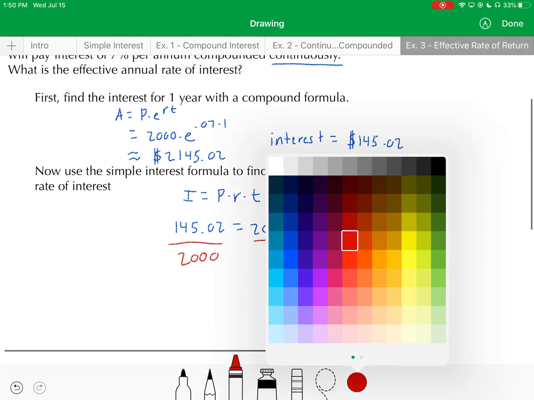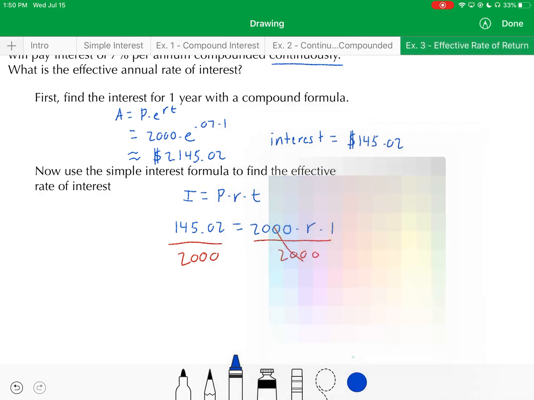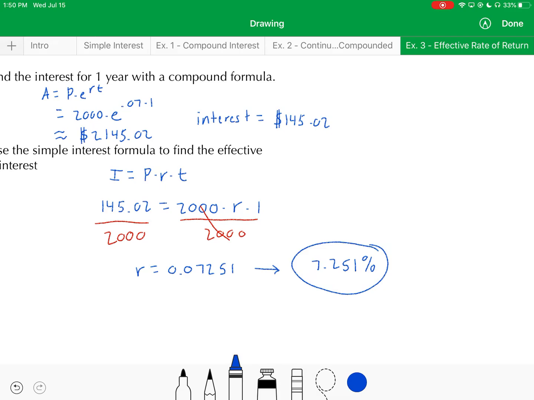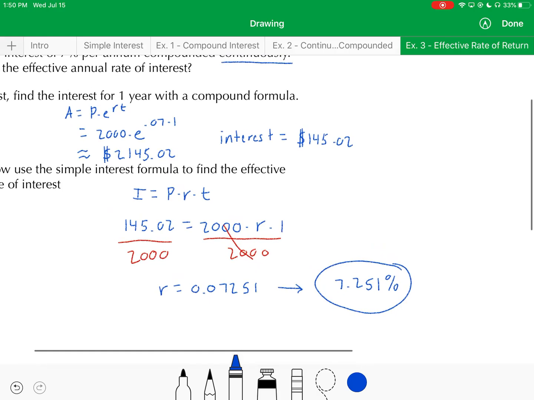to solve for R. You're going to get a decimal, which ends up being R equals 0.07251, which we want to think of as a percentage. So my effective rate of interest is 7.251%. Notice that is a slightly higher interest rate than in the compounding scenario, as we discussed at the beginning of the example.